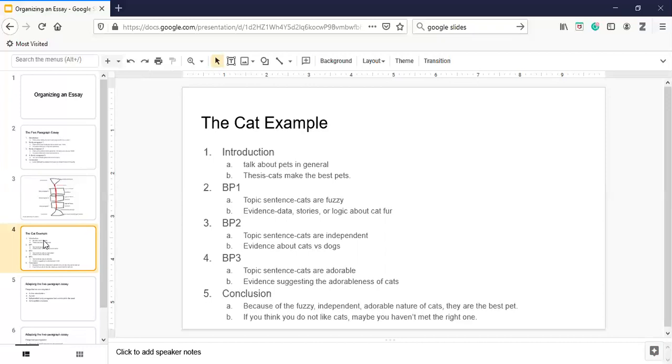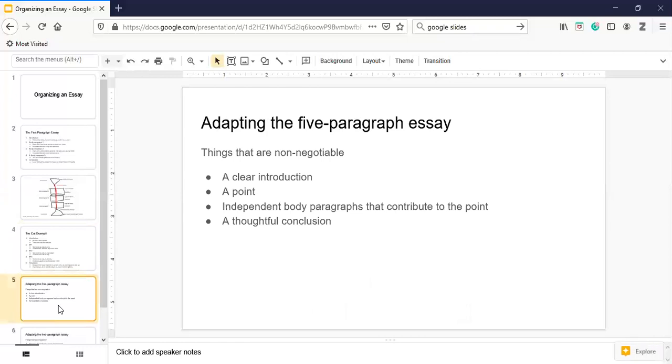So now that you have an idea of the 5-paragraph essay, what do you do with that in a paper that doesn't call for a 5-paragraph essay, right? There are a few things that you will always do in an essay at the college level, right? No matter what, you need to have a clear introduction, right? You should give your reader a sense of where the paper is going and make them want to read your paper. And then your paper should always have a point.